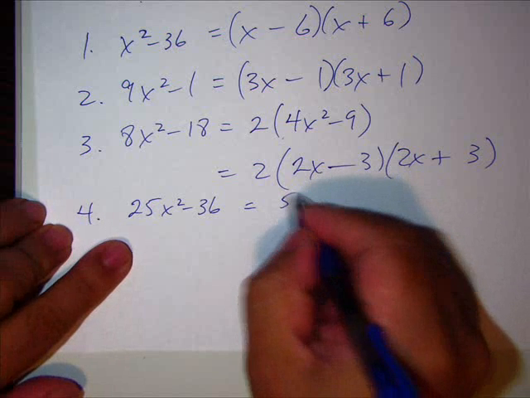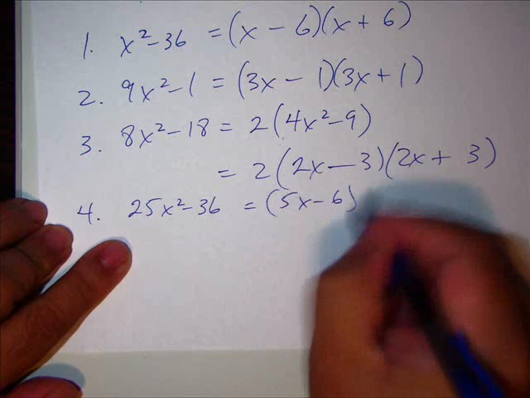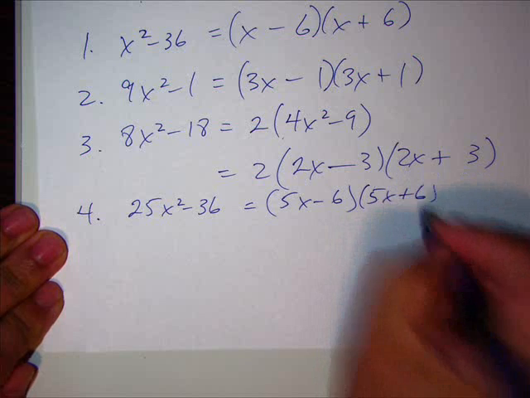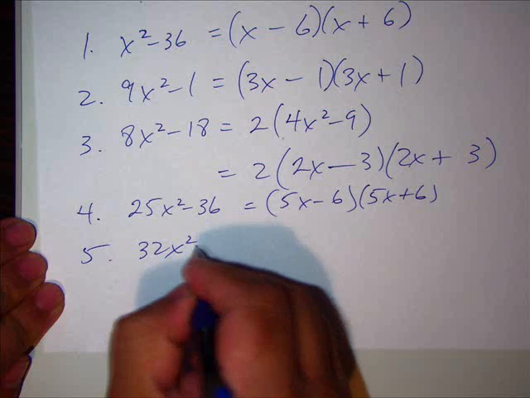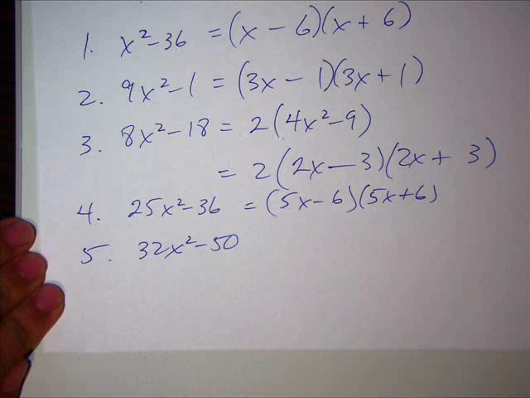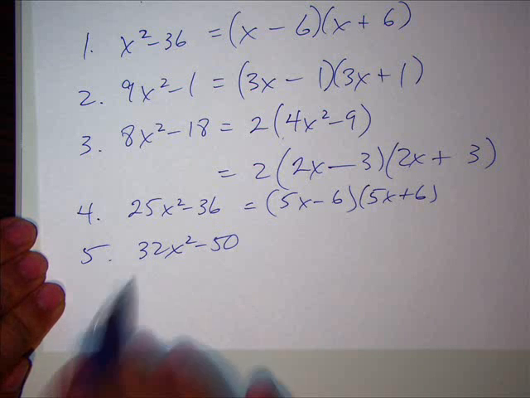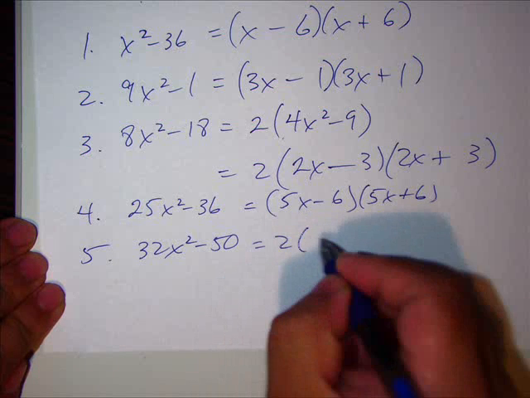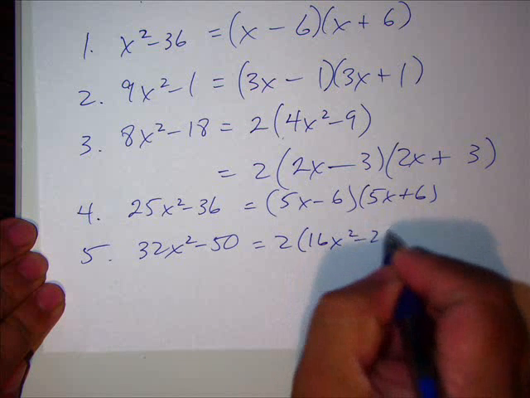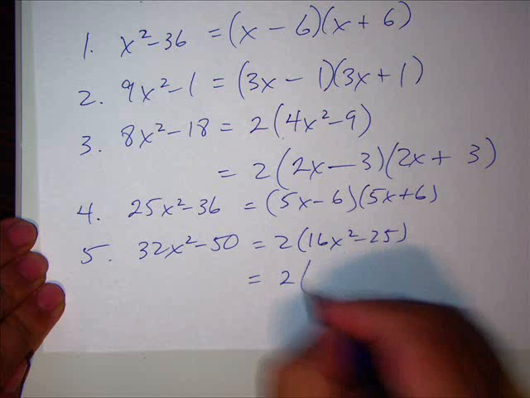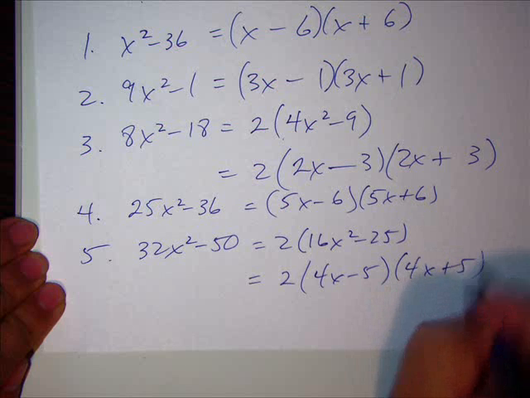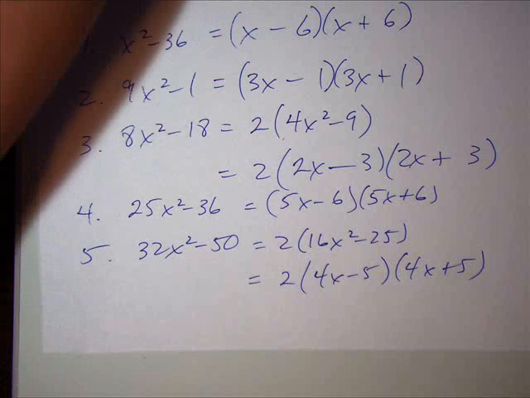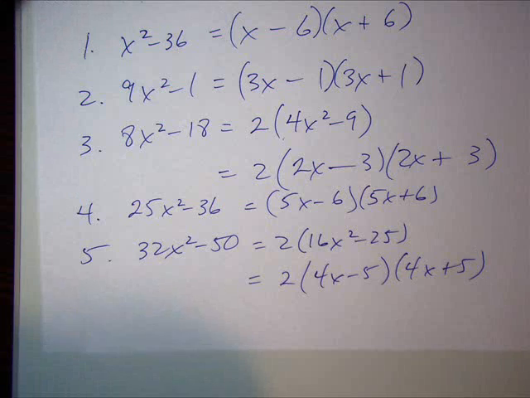Number 4. Perfect square, 5x minus 6, 5x plus 6. Common factor, 2. Okay, now it's perfect squares. Okay. Maybe these examples are too simple.